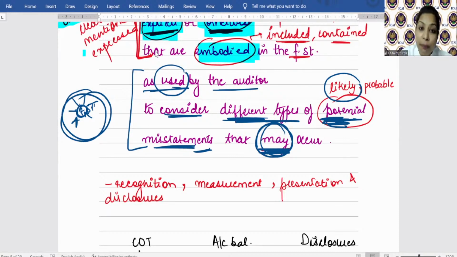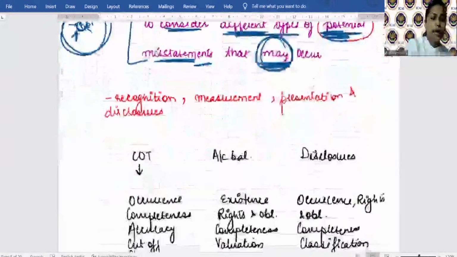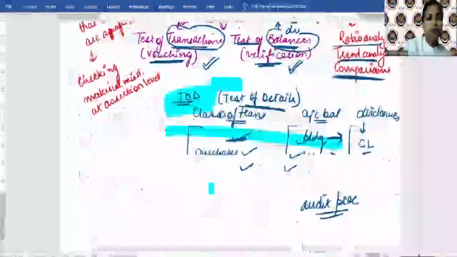because audit अभी आप करोगे ना, है ना, तो assertions का. So basically this definition of assertion is divided into two parts. पहला वाला part क्या है, relationship of assertion and management, and second part क्या है, relationship of auditor and assertion. So these are the representations by management, explicit or otherwise, that are embodied in the financial statements, ठीक है, as used by the auditor to consider different type of potential misstatement that may occur, है ना। So let us try to understand this again with the help of another example.